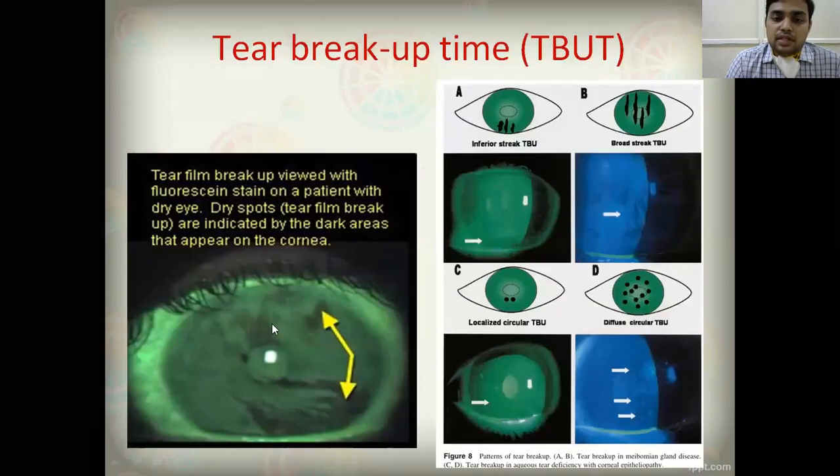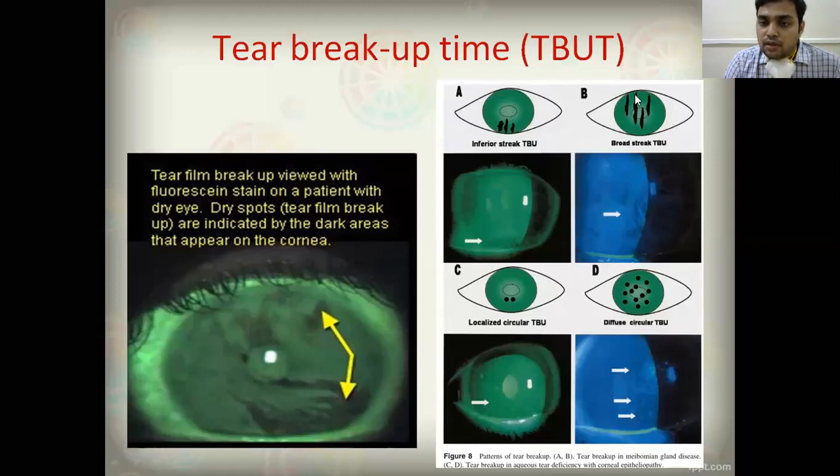Basically, we instill the fluorescein dye and ask the patient to close the eye, then open the eyes, and we observe the time interval until the first appearance of the blind spots in the fluorescein dye we instilled. Here in this case, these arrows are the blind spots. Here we see an inferior streak of tear film breakup. This black part between the green colored one and the blue colored one are the blind spots.